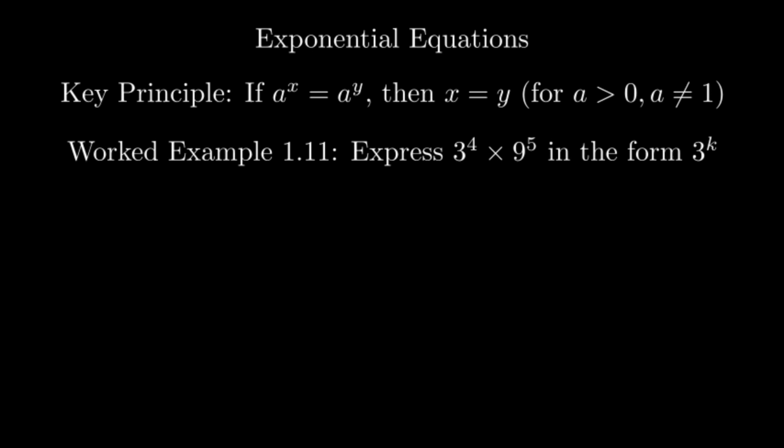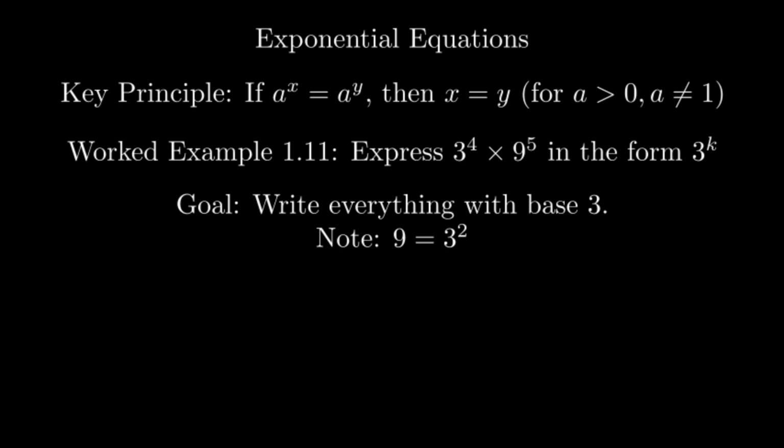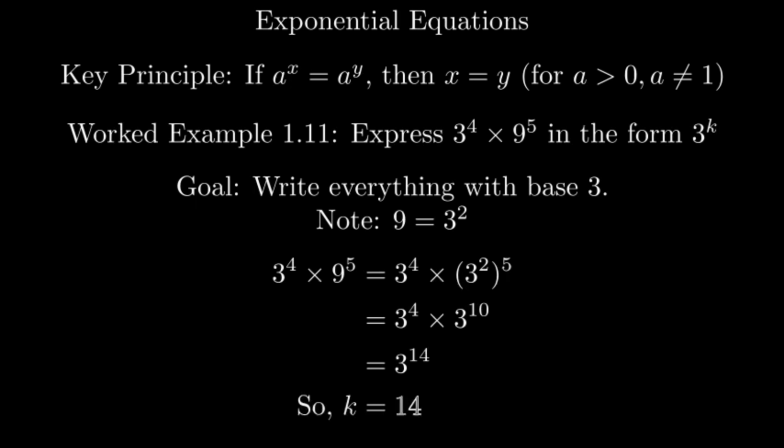Let's express 3 to the fourth times 9 to the fifth as a single power of 3. The bases are not the same, so we can't apply our rule directly. But we can see that 9 can be written as a power of 3. 9 is 3 squared. We substitute 3 squared for 9. Now we have a power to a power, so we multiply the exponents to get 3 to the 10th. Finally, we are multiplying powers with the same base, so we add the exponents 4 plus 10 to get 3 to the 14th. So k is 14.